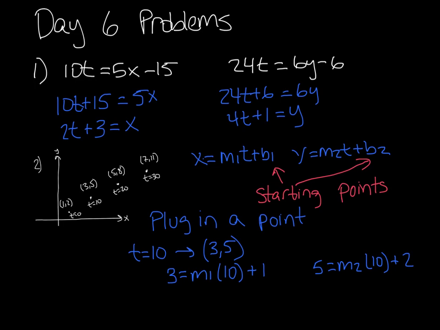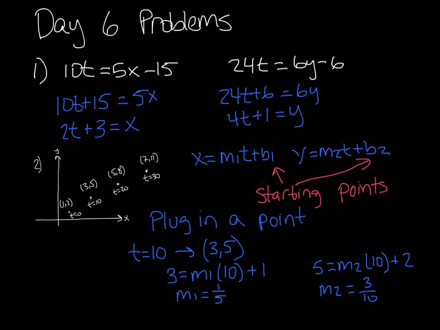So now what I've done is plugged into my x and my y equations. I've plugged in the time, which is 10 seconds for both. I've plugged in the x value at that time, which was 3, the y value at that time, which was 5, and I inserted the starting points for each equation. So the starting point for x, right here, right where t equals 0, is 1, and for y, it's 2. After some algebra, you get to m1 being 1/5 and m2 is 3/10.